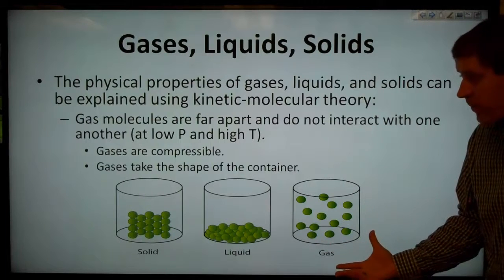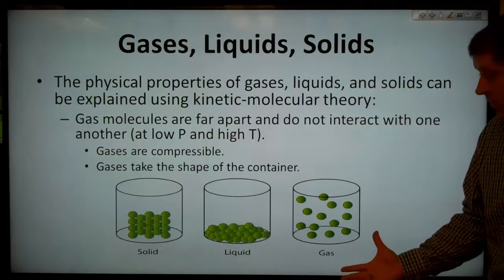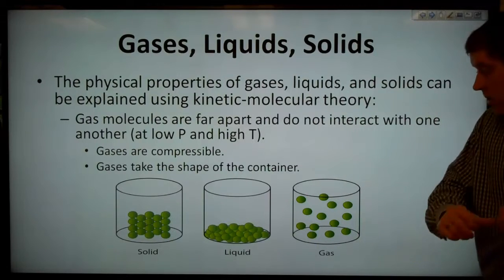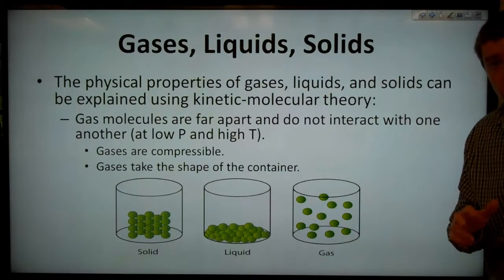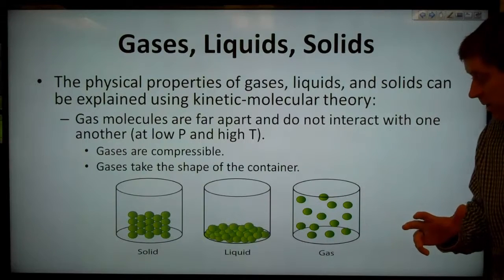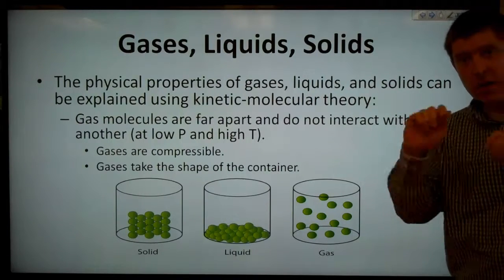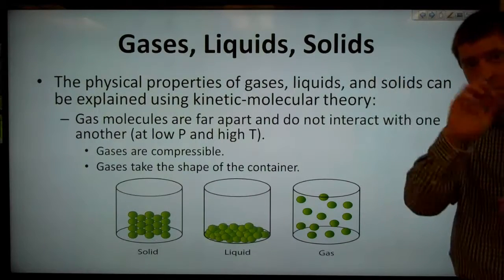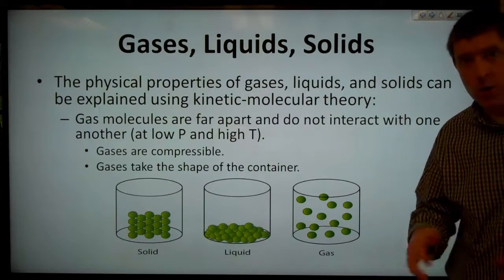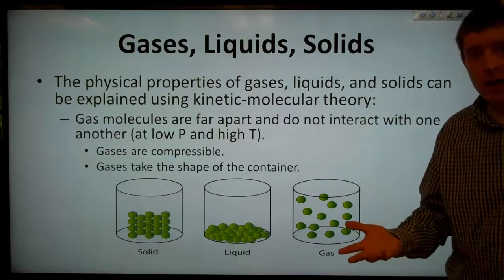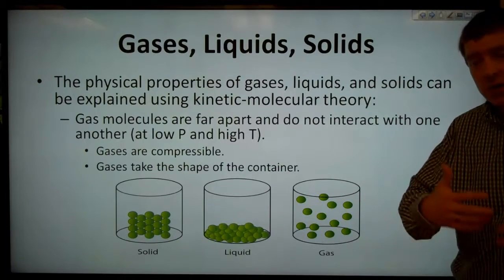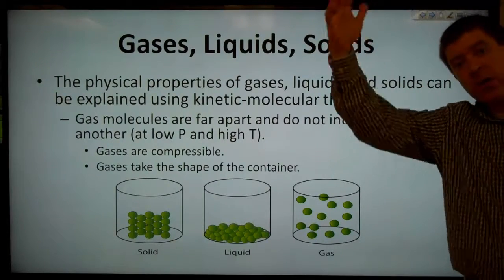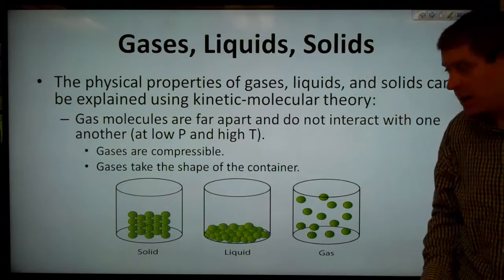Gases are compressible. Gases take the shape of the container. We can explain this because the gas molecules are moving independently. They aren't attracted to one another significantly. They aren't repelled from one another significantly. Because they have plenty of kinetic energy, any individual gas molecule is going to move around the entire container, which means that overall, the gas is going to take on the shape and the volume of the container. It'll just expand until those gas molecules hit the walls of the container, because there's nothing holding them together.